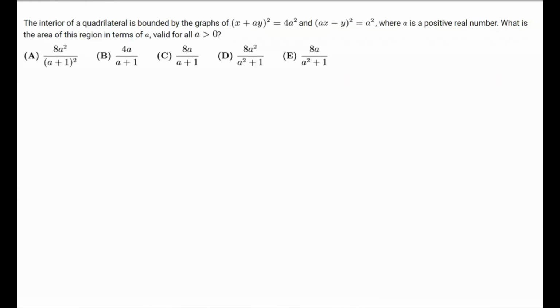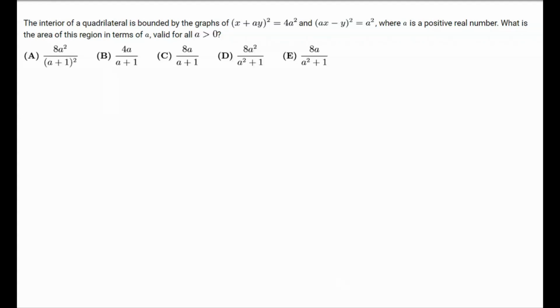So now looking at an AMC 10 question. The interior of a quadrilateral is bounded by the graphs of (x + ay)² = 4a² and (ax - y)² = a², where a is a positive real number. What is the area of this region in terms of a, valid for all a larger than 0?